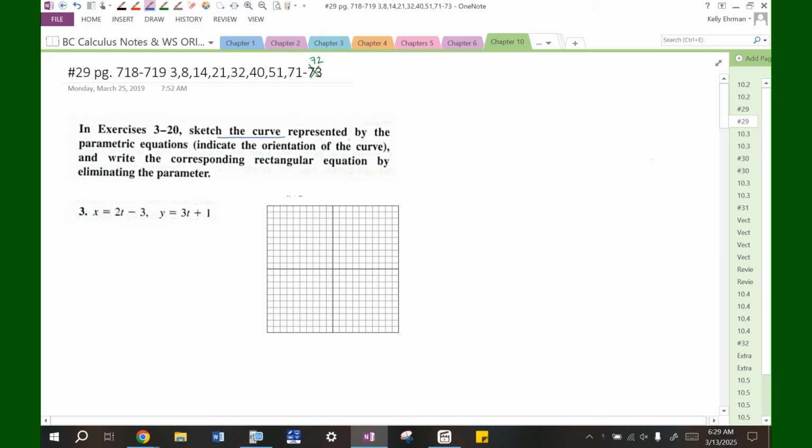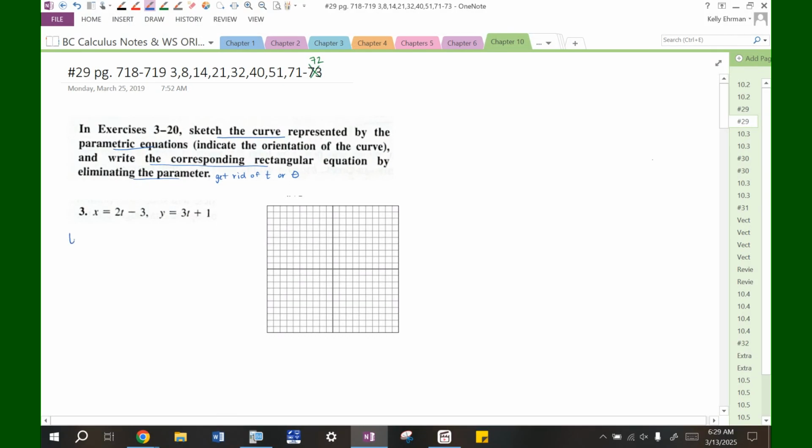Sketch the curve represented by the parametric equations. Include the orientation of the curve. Write the corresponding rectangular equation by eliminating the parameter. So that means get rid of t or theta. I think those are the only two parameters they usually use. And have everything in terms of x and y. So start with sketching the curve.